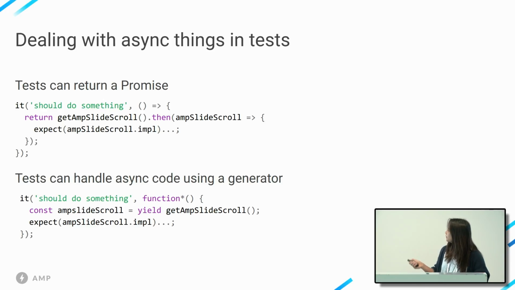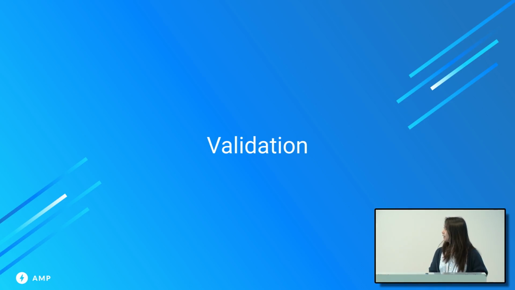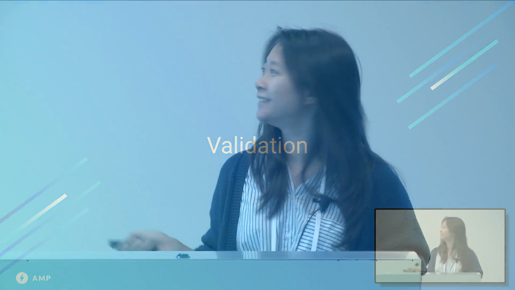And so a lot of our tests are asynchronous. You deal with that by either returning a promise or handling it using a generator. And I think some tests also use async await as well. But yeah. OK, so validation.